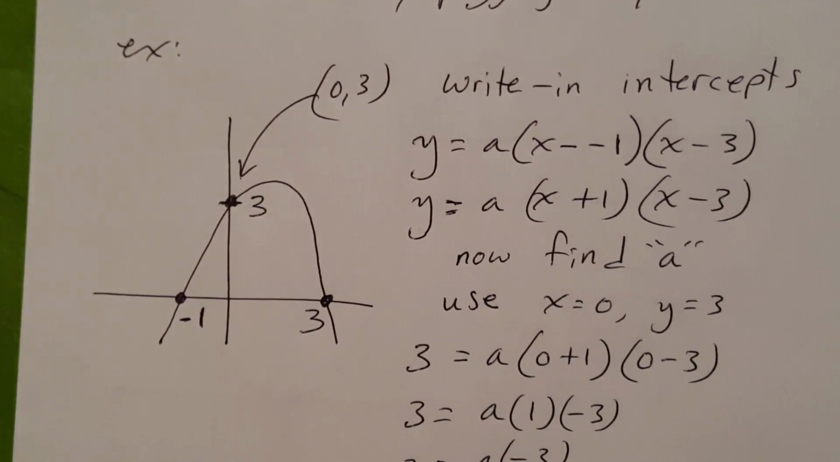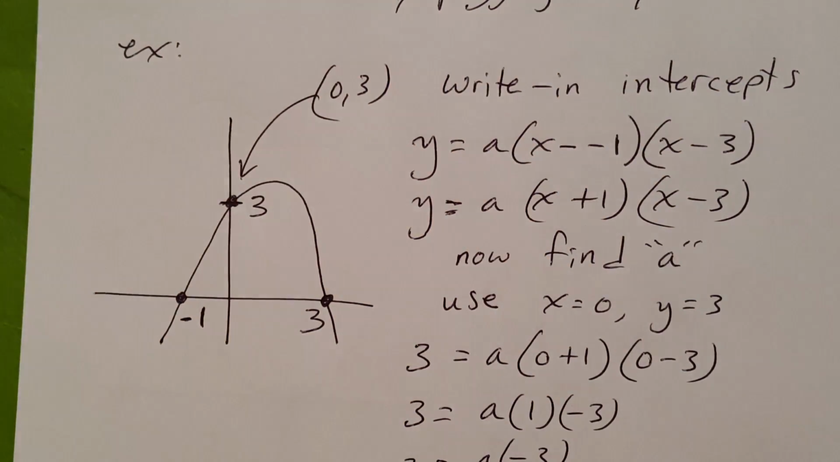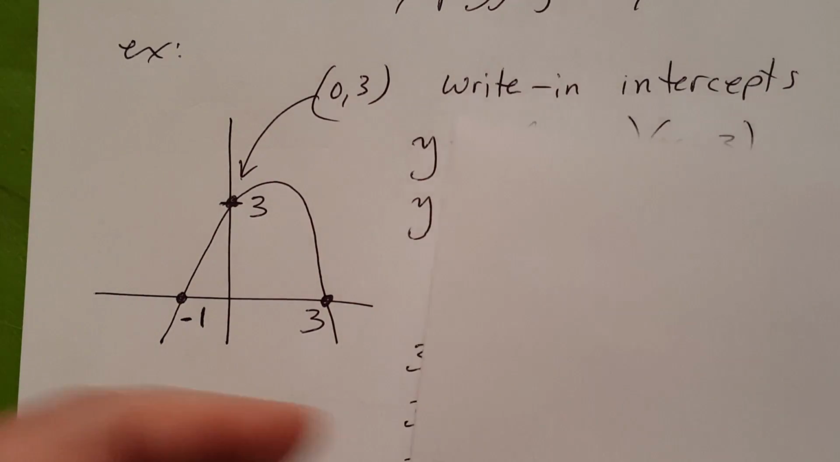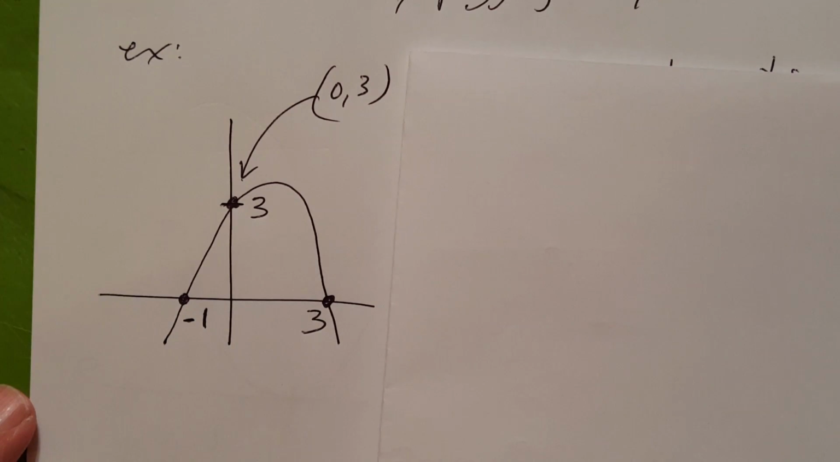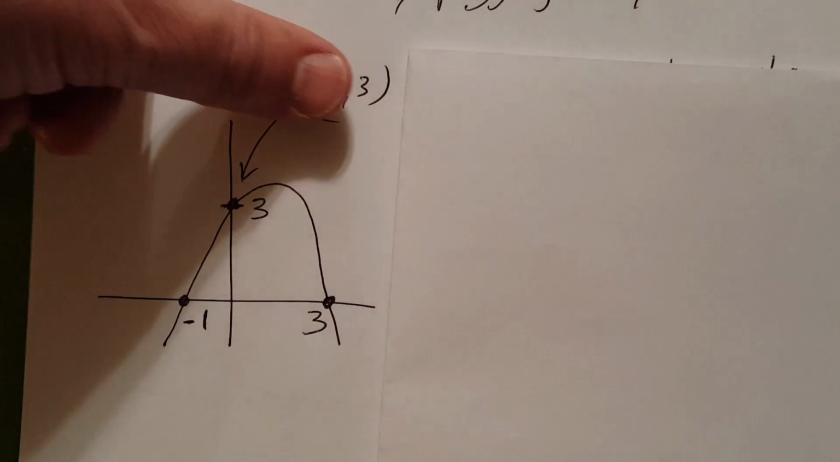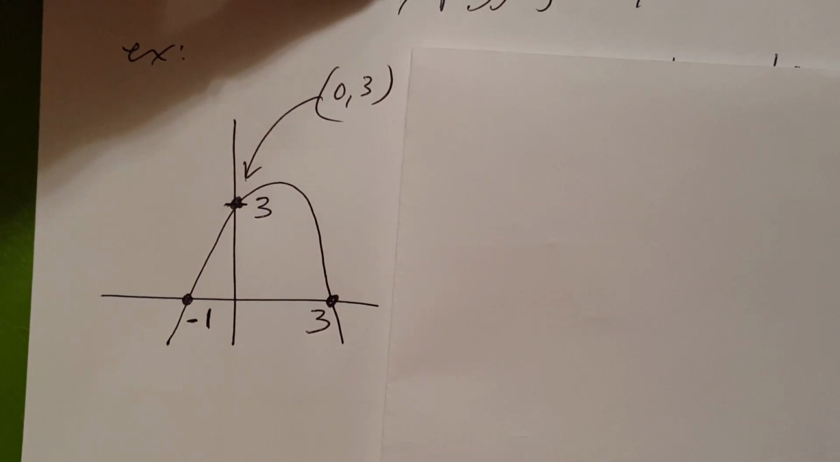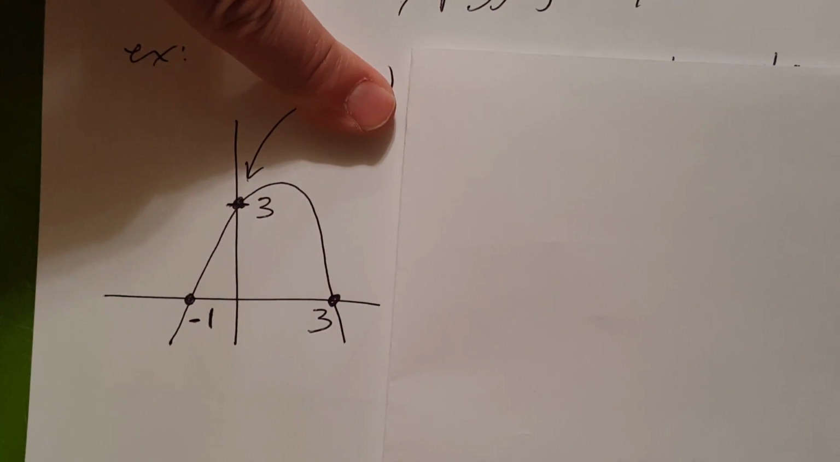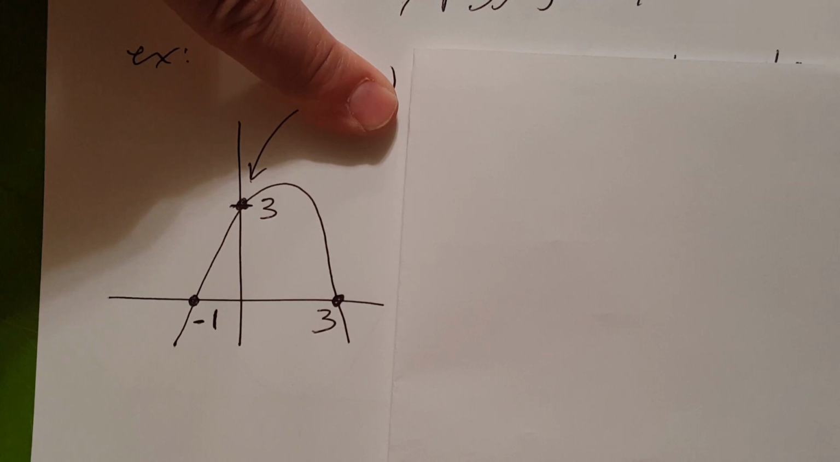Let me cover the right side. So let's look at our graph, right? In fact, even this part would be missing. So look at this graph, and the question is, write an equation for this graph.